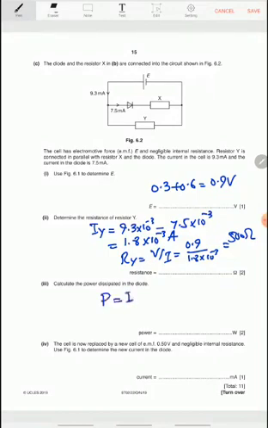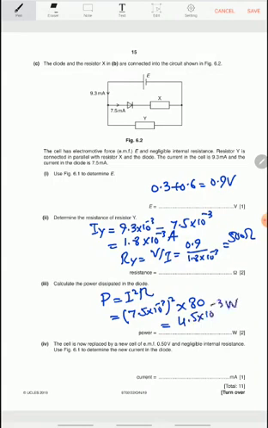Calculate the power dissipated in the diode. The formula for power is I squared R. I in this case is 7.5 milliamps, and R, as we calculated earlier, is 80 ohms. So I can find this: 7.5 times 10 to the power minus 3, whole squared, times 80. You should always provide the answer in standard form. The answer comes out as 4.5 milliwatts.